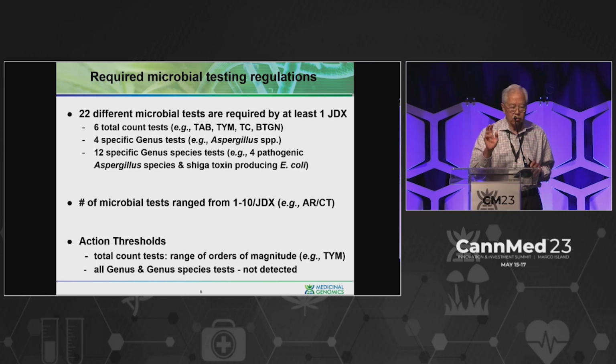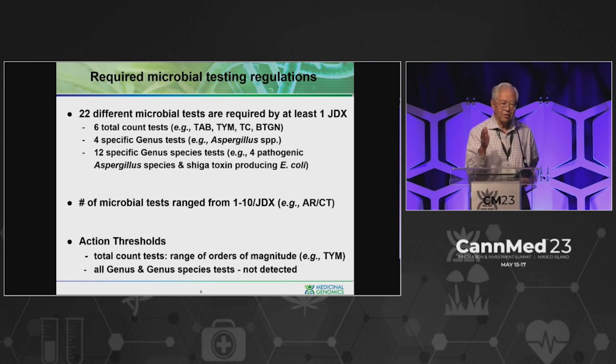These first 2 types of tests, I'm not a proponent of requiring, because an enumeration of these 2 kinds of tests provides me with no information whether there are any pathogenic microorganisms in my sample, and I might get a failure in my sample. Then the last type: there are 12 specific genus species tests, and in the clinical literature, I have 5 examples here. We have the 4 pathogenic Aspergillus species: Aspergillus flavus, fumigatus, niger, and terreus, and Shiga toxin-producing E. coli, one of 6 pathotypes, where this one is the most pathogenic.